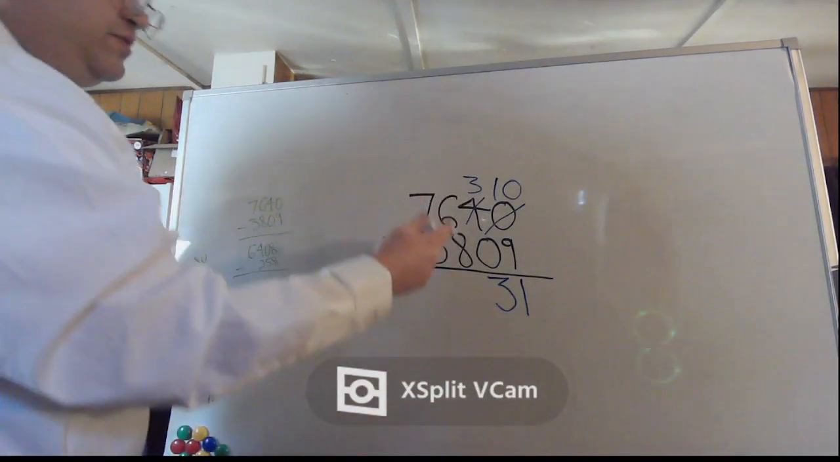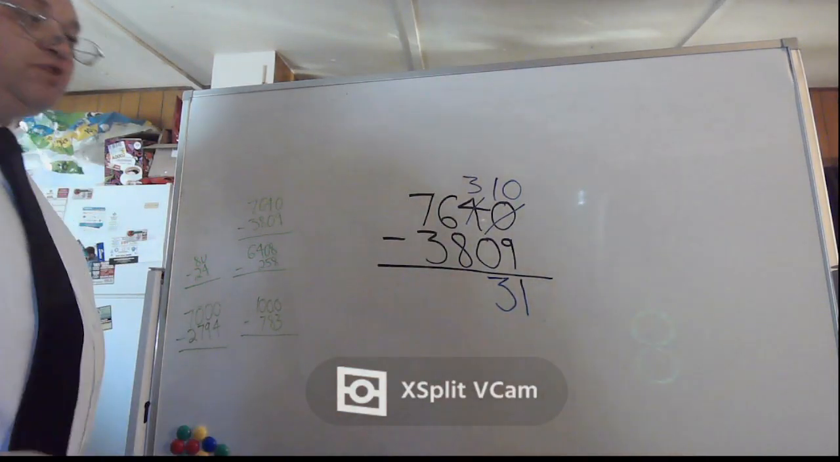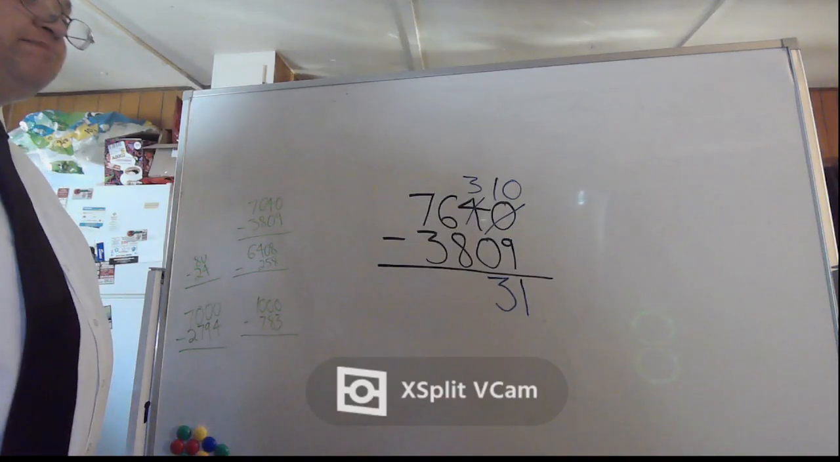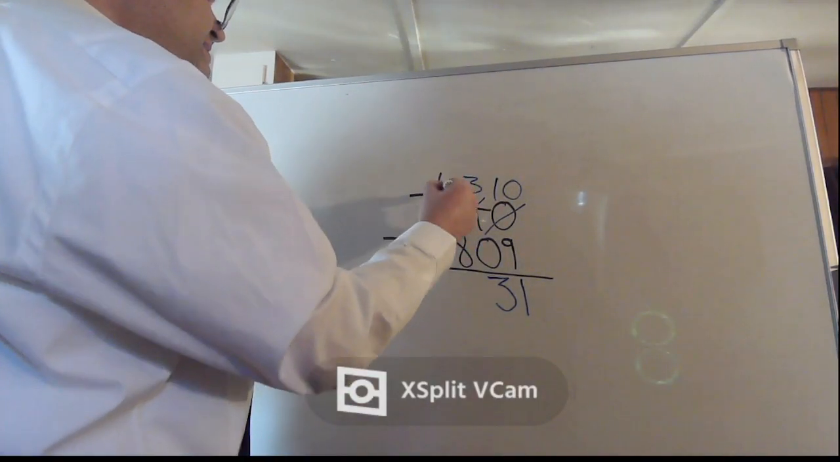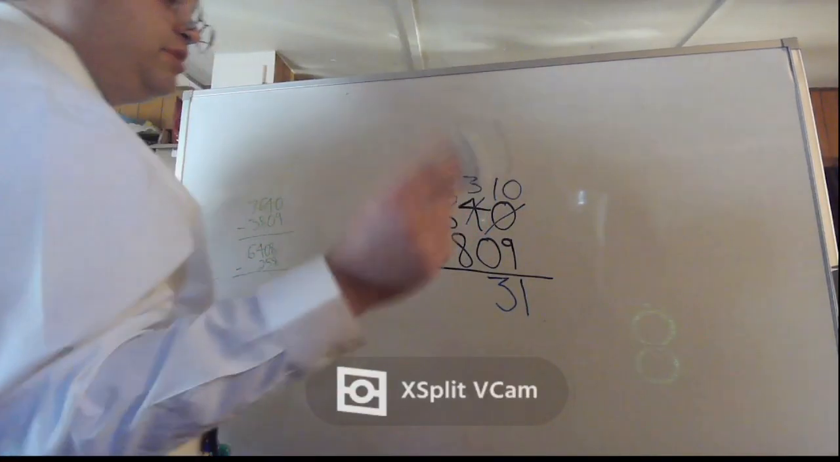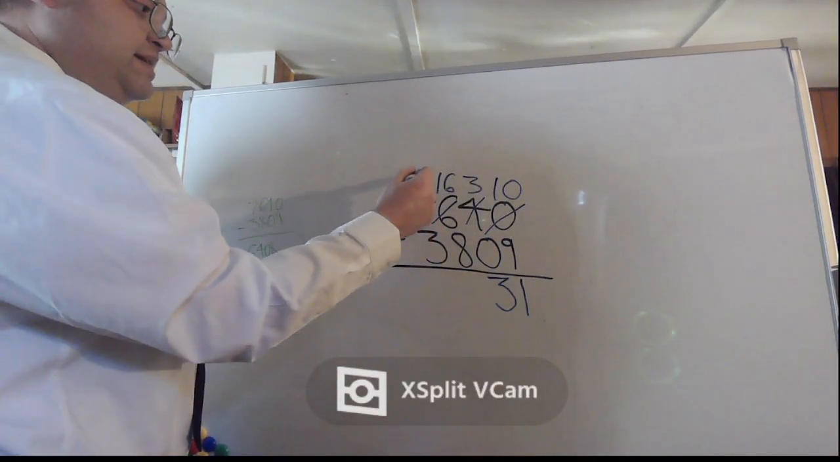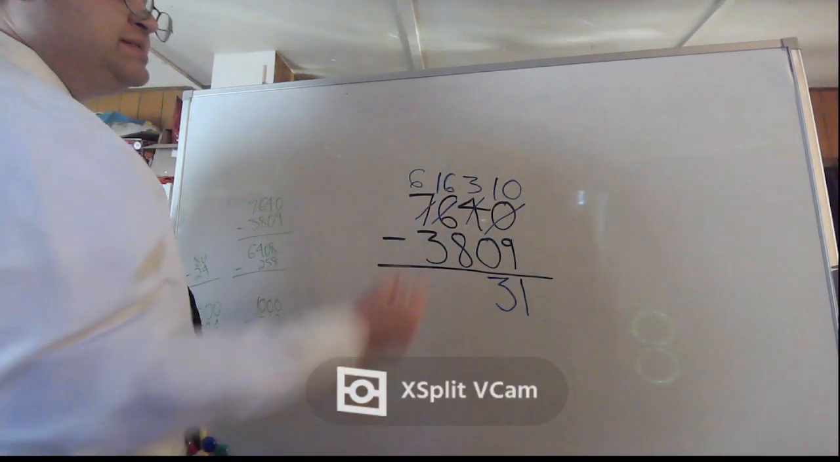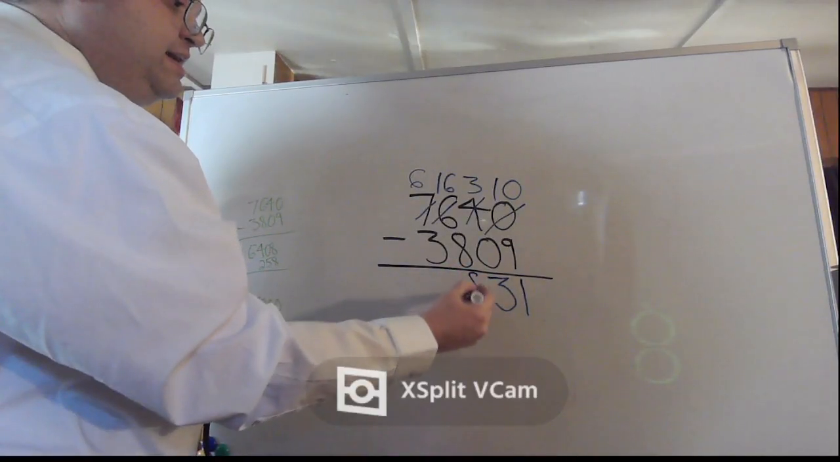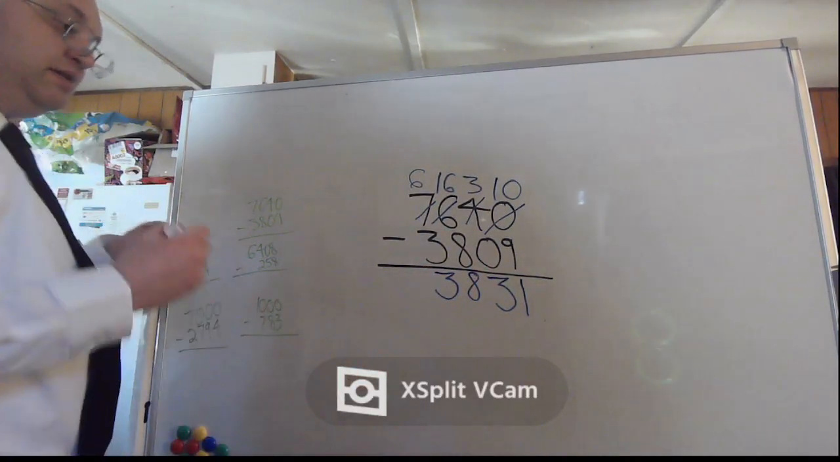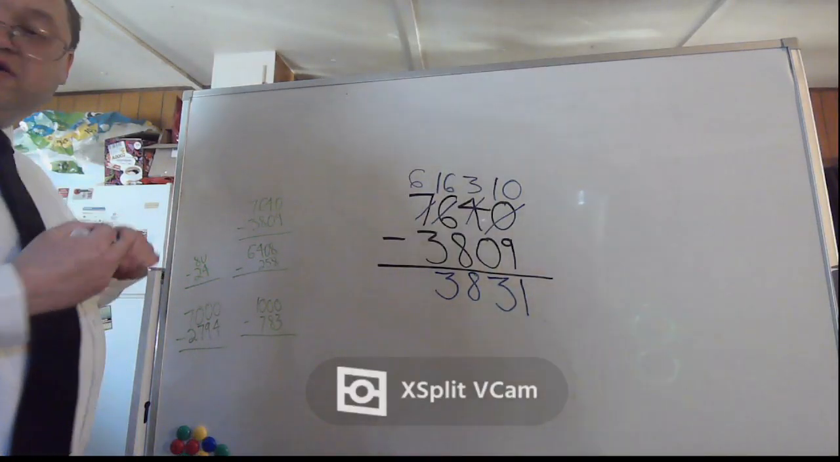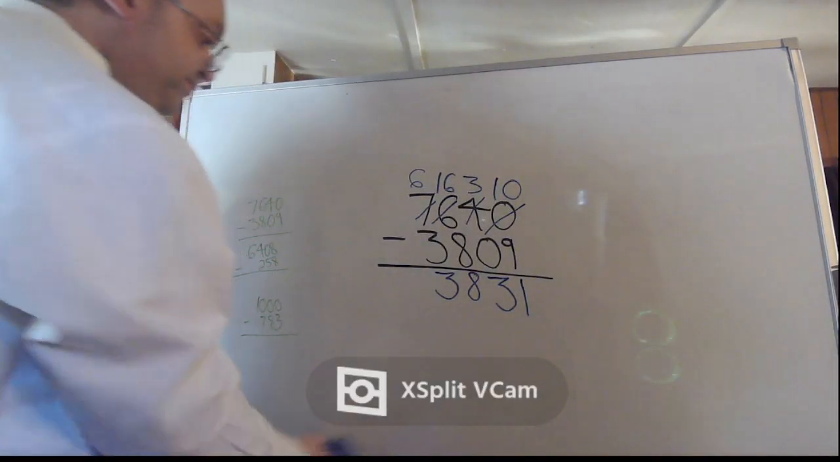Until we get to the hundreds place to start subtracting. We have 6 minus 8. That simply isn't going to work. We need to make that 6 a 16, which means we've got to borrow 1 from that 7, which would make that a 6. 16 minus 8 is 8. 6 minus 3 is 3. So your answer is 3,831.